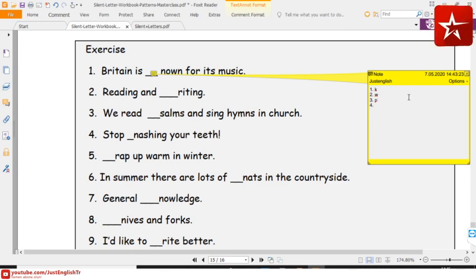Let's continue with number 4 and number 5. Then we will continue with the second part of the lesson. So, number 4, stop blah blah blah, gnashing your teeth. So, for number 4, can you tell me the correct answer? Okay. I am waiting for your correct answers.